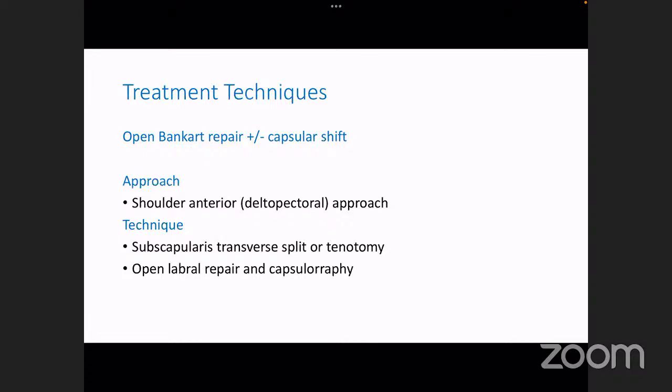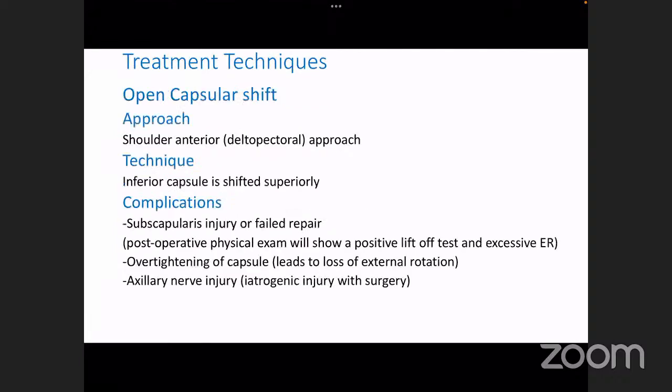We tend to do this surgery by arthroscopic procedure in order to decrease the risk of iatrogenic injury or iatrogenic rupture of the subscapularis. Open capsular shift: you don't have to know about the procedure, just the indication.